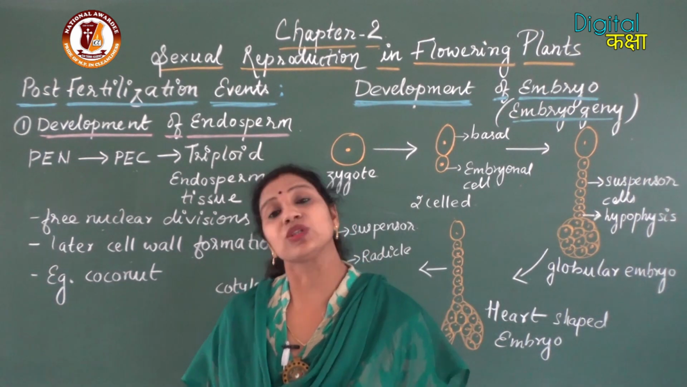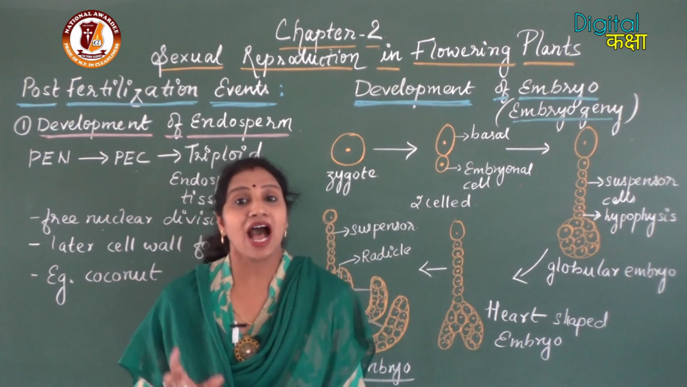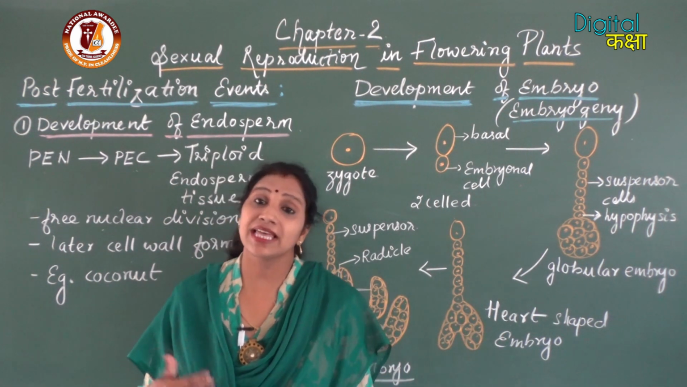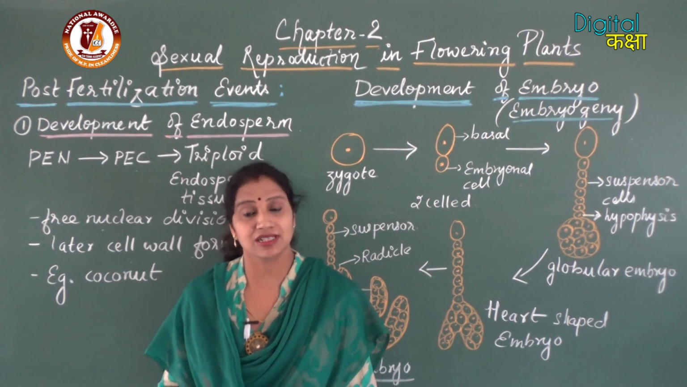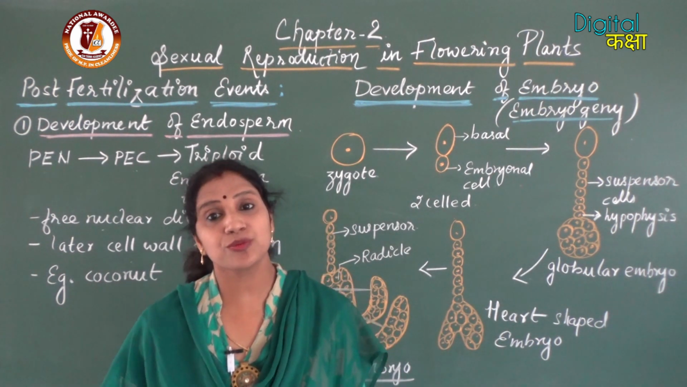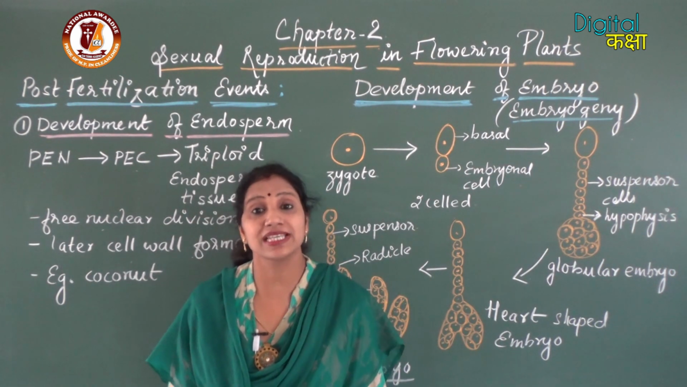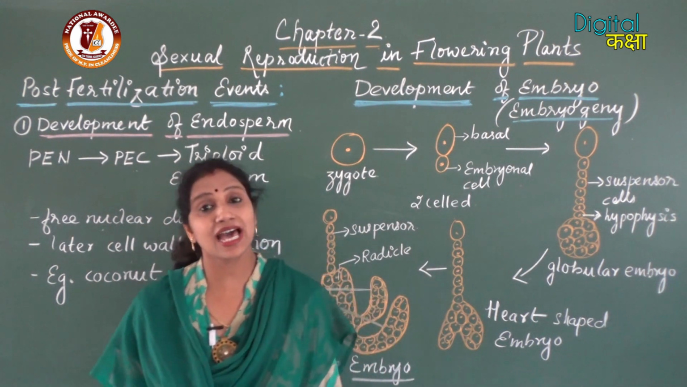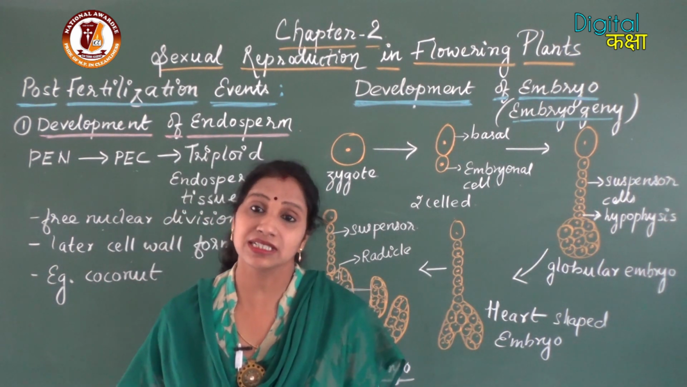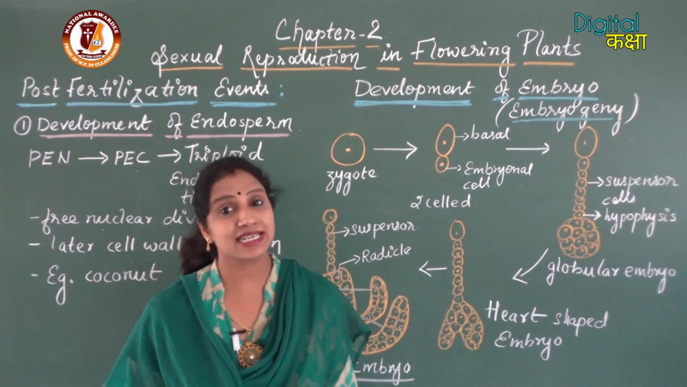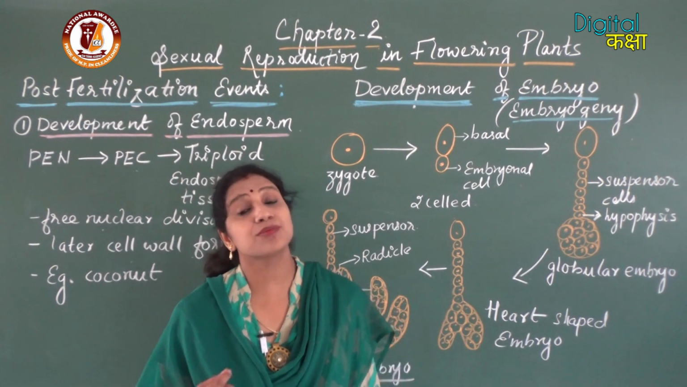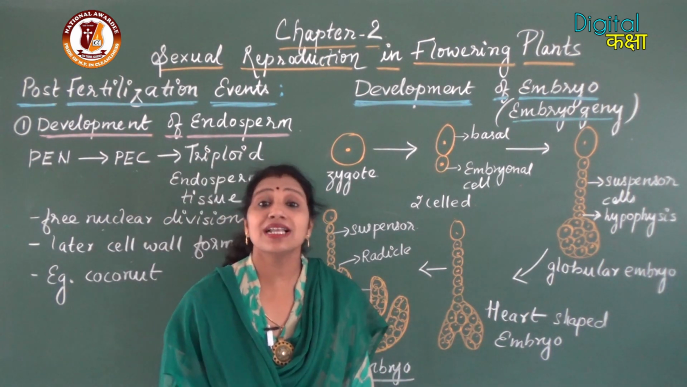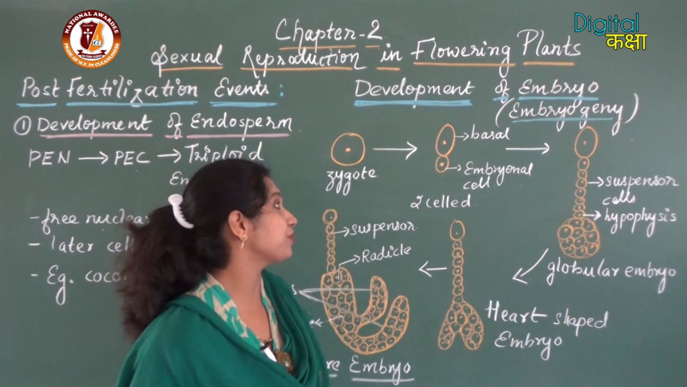Now we will move to the development of embryo. After a sufficient amount of endosperm is formed, then the development of embryo starts. You know that zygote is also formed as a result of syngamy, that is the first fertilization which has occurred. So that zygote is a single celled structure, and continuous mitosis occurs in the zygote, resulting in formation of embryo.